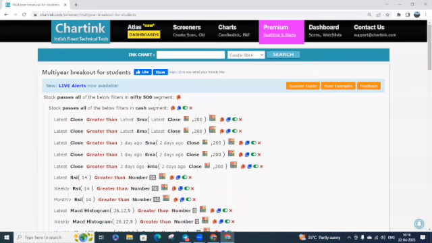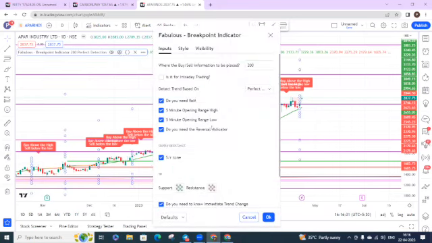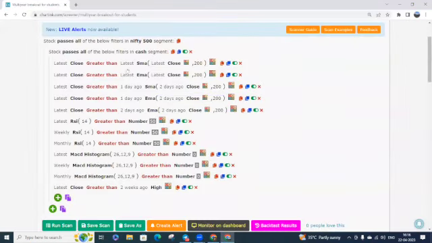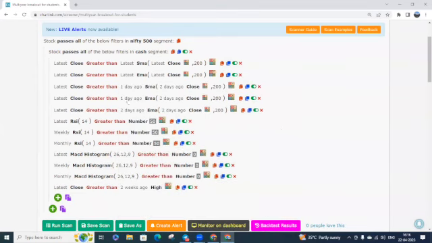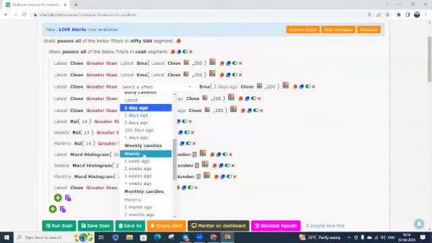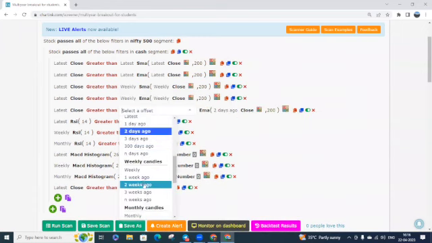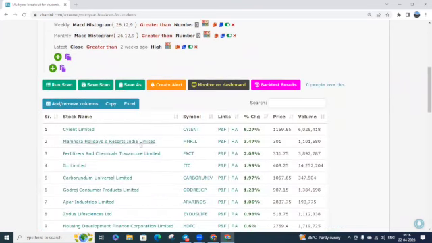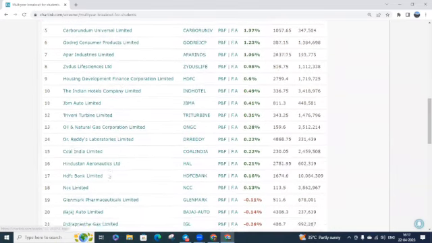Can you just show the settings? Which settings? Nothing, I only removed the intraday settings. No, sir, in that screener. In the screener, you can have 1 day, and this is the latest. You can have weekly and monthly also. We can have it weekly, and then 2 weeks ago, and then you can run it like this.